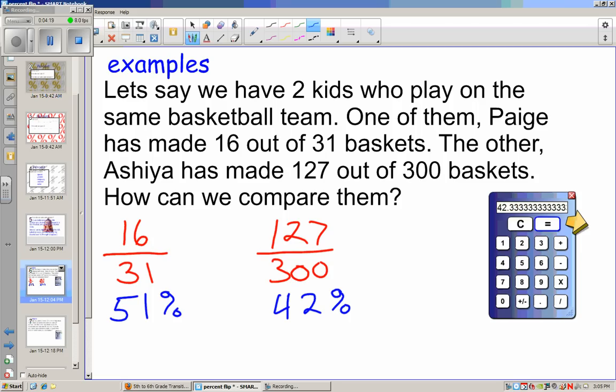Well, which one is better? Obviously, 51% is better than 42%. It's much higher. So even though she has made way more baskets, she's shot a lot more too. And she only makes 42% of her shots, whereas Paige is making 51%. So you can see just by turning them into percent there, we're able to compare them exactly. We're going to do another problem.